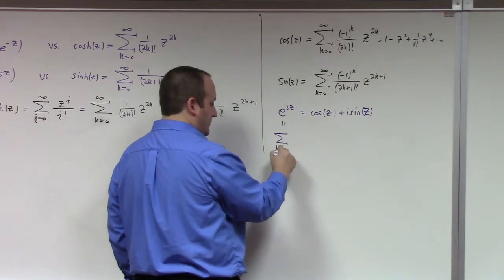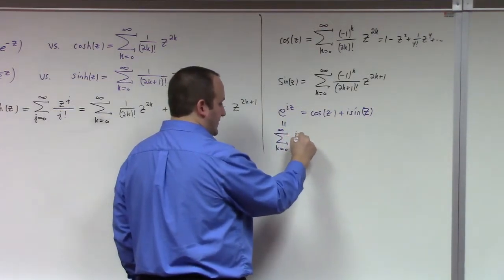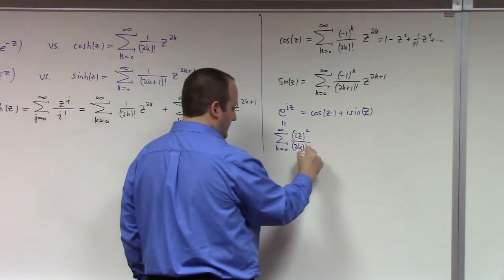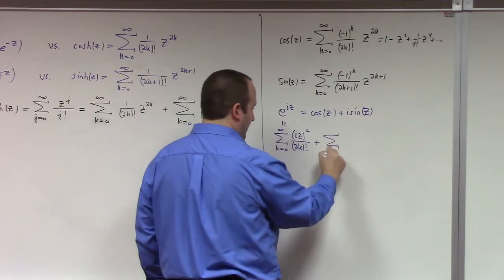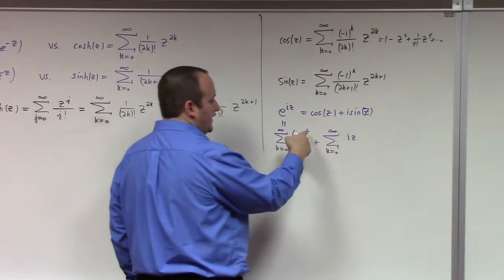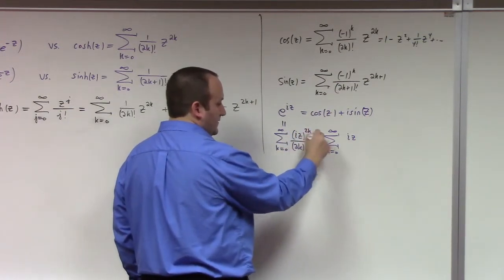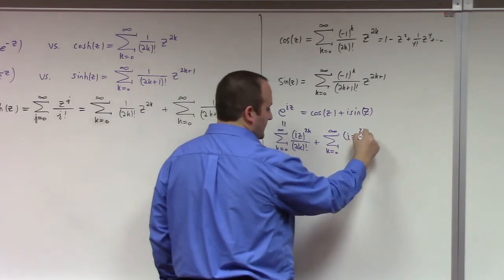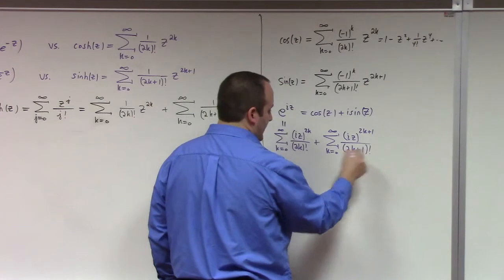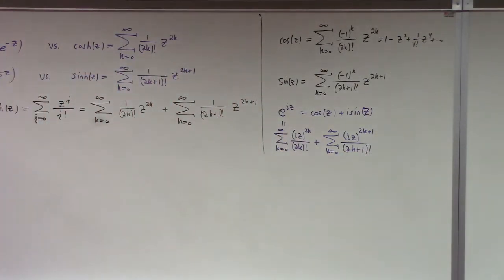You get the sum k equals 0 to infinity of (iz) to the 2k over 2k factorial, plus the sum k equals 0 to infinity of (iz) to the 2k plus 1 power over 2k plus 1 factorial. So what did I do? I just split the exponential series for the exponential of iz into two pieces, the even and odd pieces.